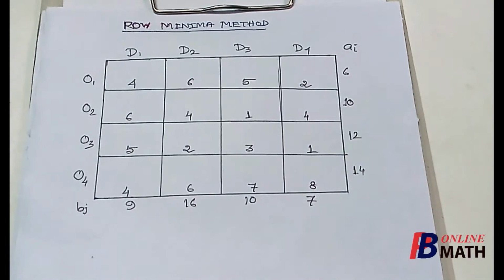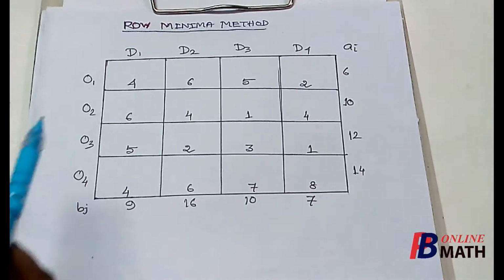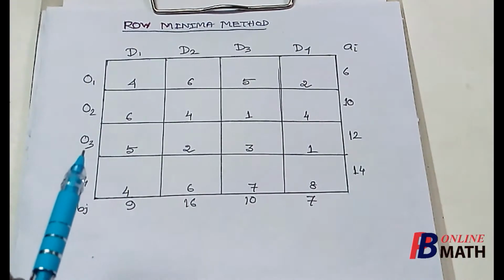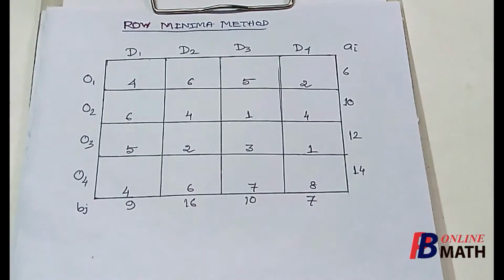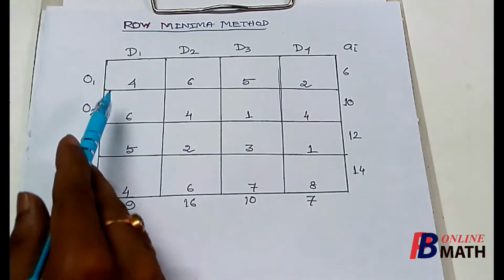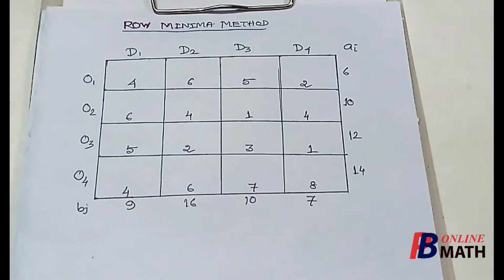Let us start the solution here. Now this problem has four destinations and four origins. So the number of basic variables will be 4 plus 4 minus 1. So there will be 7 basic variables and the remaining 9 variables will be non-basic variables. As usual we have to find the values of the basic variables, and that will be allocated in the northwest corner of each cell. So let us find the values of the basic variables.